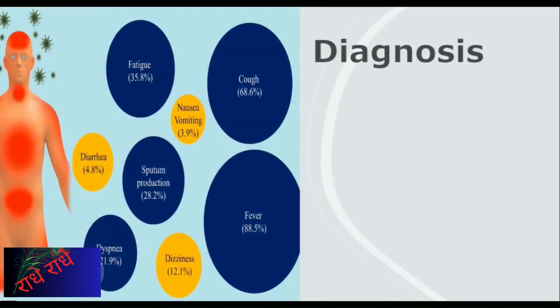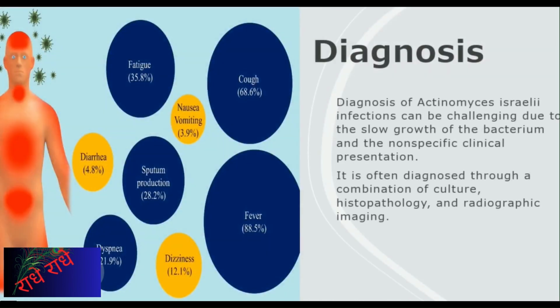A combination of culture, histopathology, and radiographic imaging is necessary for accurate diagnosis of Actinomyces israelii infections, which can often go undiagnosed due to the slow growth of the bacterium and the lack of clear symptoms. Early diagnosis and treatment is essential for achieving positive patient outcomes.